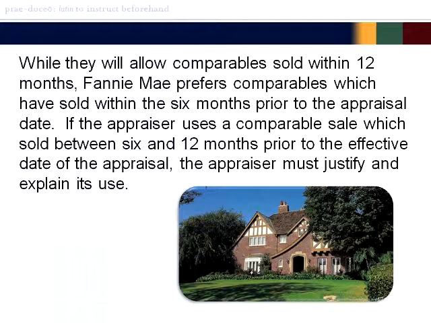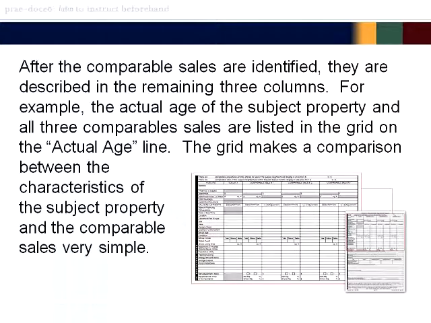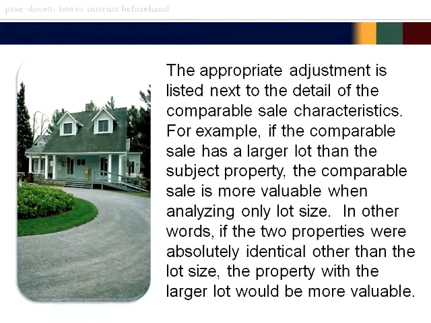If the appraiser uses a comparable sale which sold between 6 and 12 months prior to the effective date of the appraisal, the appraiser must justify and explain its use. After the comparable sales are identified, they are described in the remaining 3 columns. For example, the actual age of the subject property and all 3 comparable sales are listed in the grid on the actual age line. The grid makes a comparison between the characteristics of the subject property and the comparable sales very simple. The adjustment is listed next to the detail of the comparable sales characteristics.